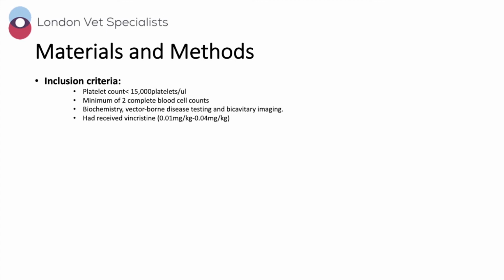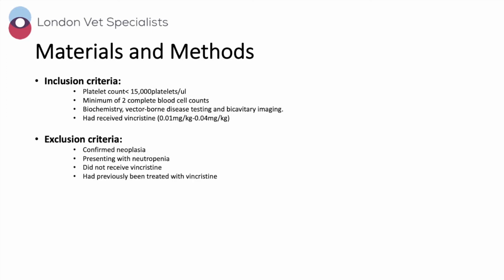They had to have platelet counts of less than 15,000 platelets at the initiation of treatment, and had to have had a biochemistry performed and vector-borne disease testing, as well as bicavitary imaging to establish it was primary IMTP, and there were no findable secondary causes. And they had to receive vincristine at 0.01 to 0.04 mg per kg.